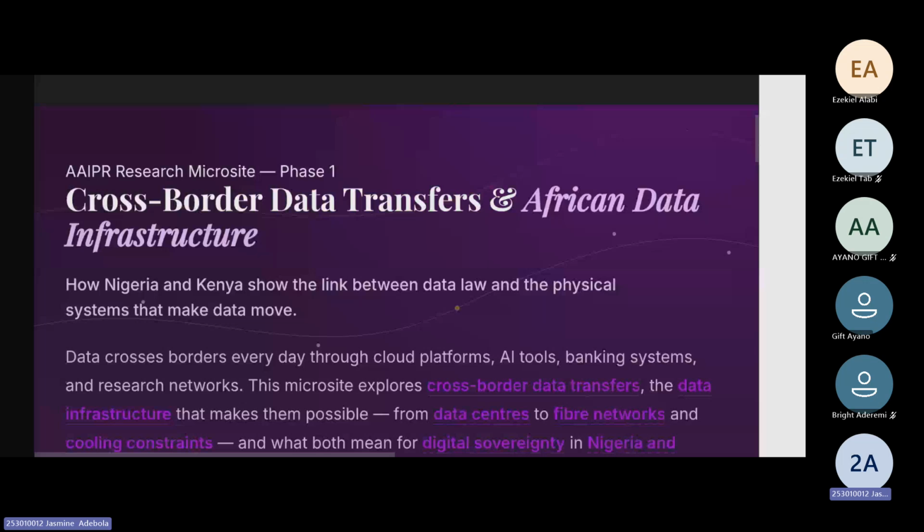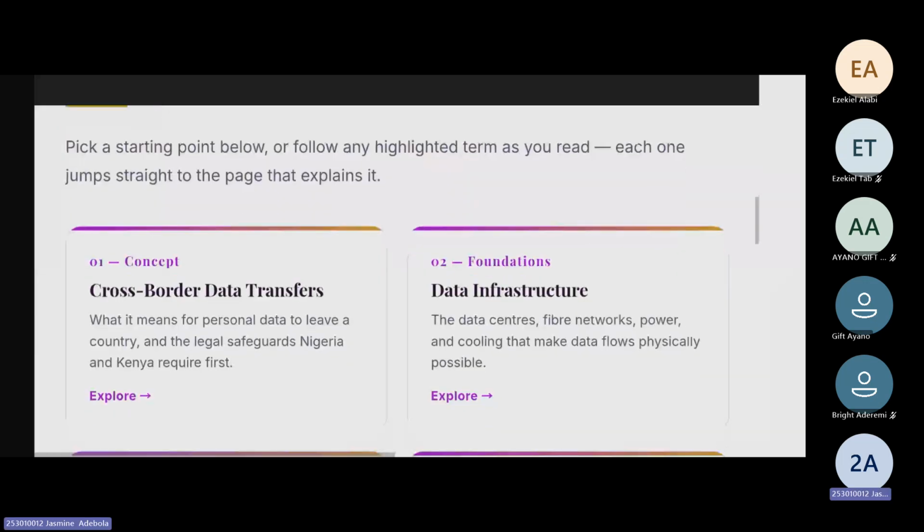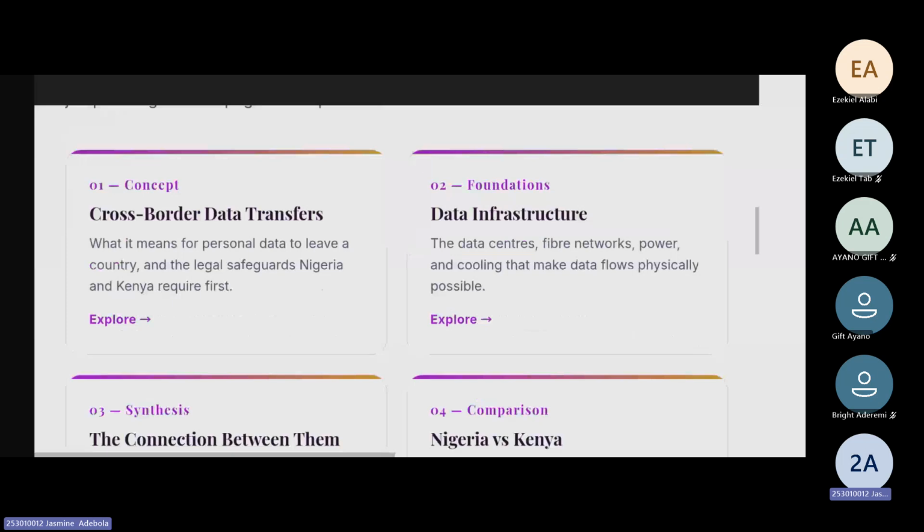Data crosses borders every day through cloud platforms, AI tools, banking systems, and research networks. This microsite, whose link I sent, is going to explore cross-border data transfers, data infrastructure, and what both mean for digital sovereignty. Don't worry too much about the Nigeria and Kenya part. The first concept we'll be exploring is cross-border data transfers.